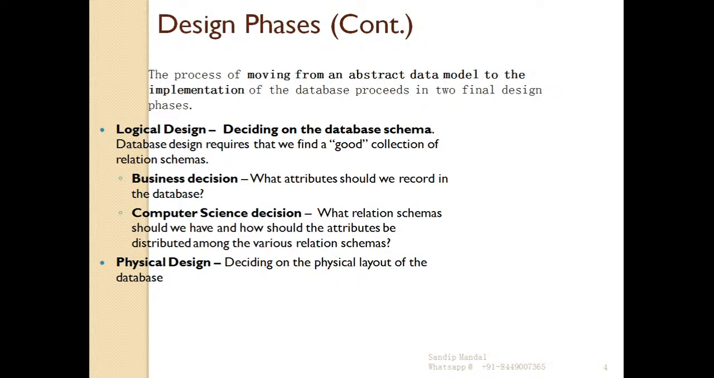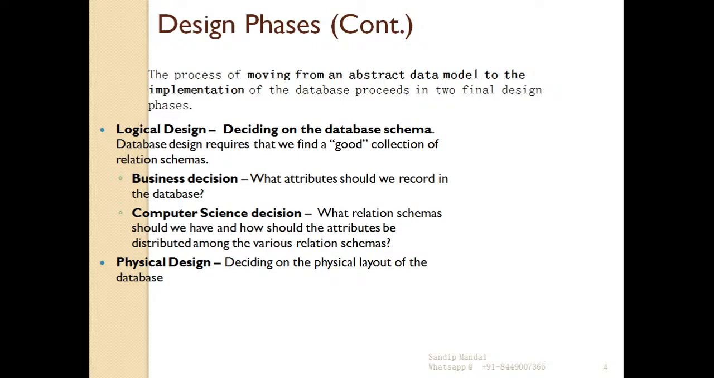So logical is deciding the database schema as we discussed, and physical is the actual physical design or layout of this database. Next, logical design has two parts, business decision and computer science decision. Business decision means what type of operation you can perform through this particular database. These are considered as the business decision. And computer science decision means the relationship schema.